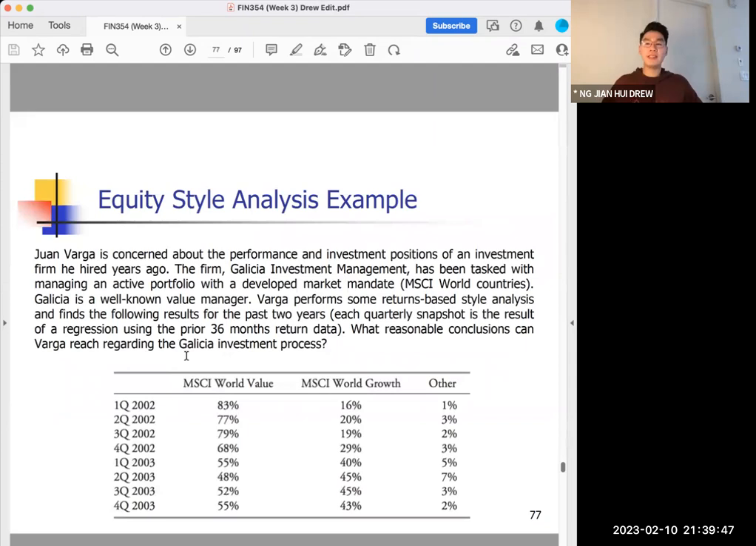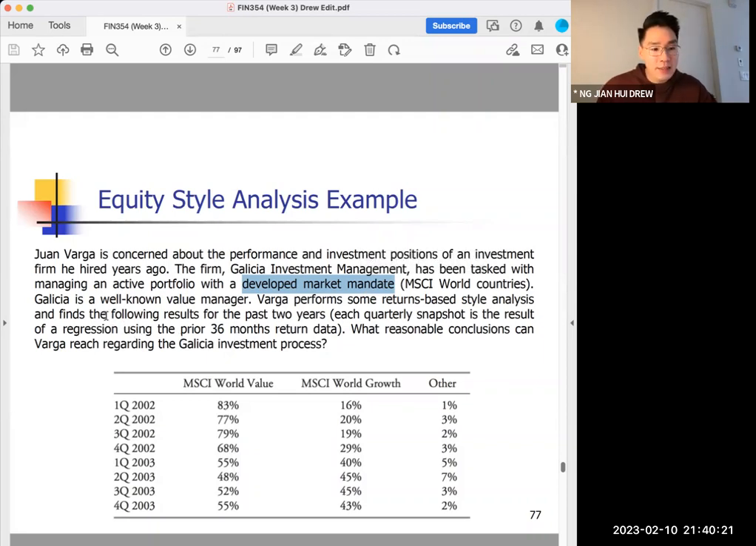All right, so we have this very quick example again, not too complicated. Again, it's a one or two word answer kind of thing. Let's look at this. Basically, you have a firm that has been tasked to manage an active portfolio with a developed market mandate. So the mandate is only to invest in developed markets. You can't go into emerging markets.